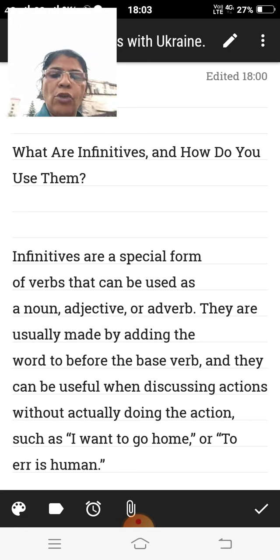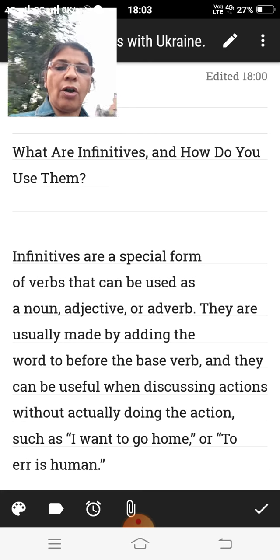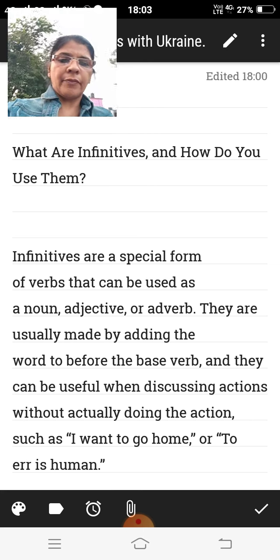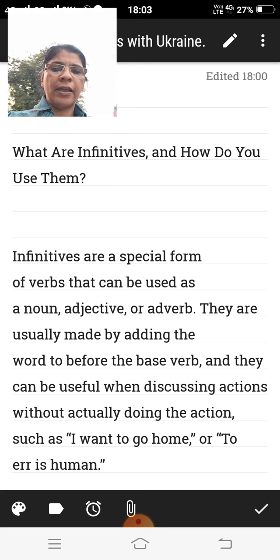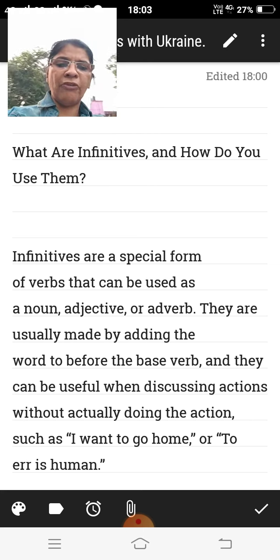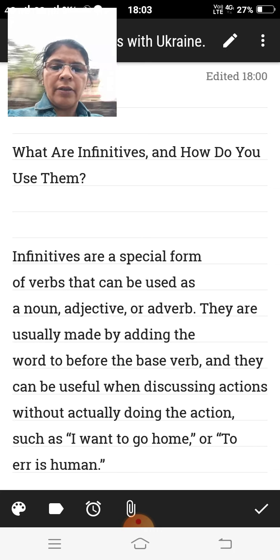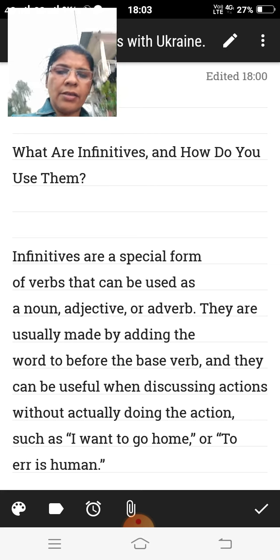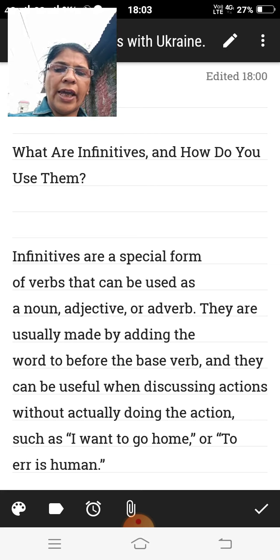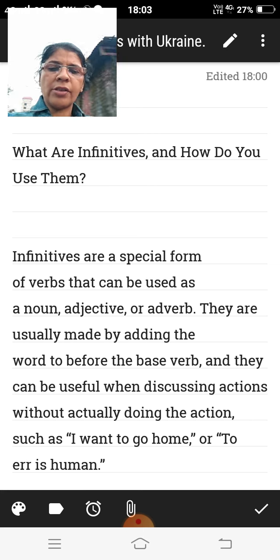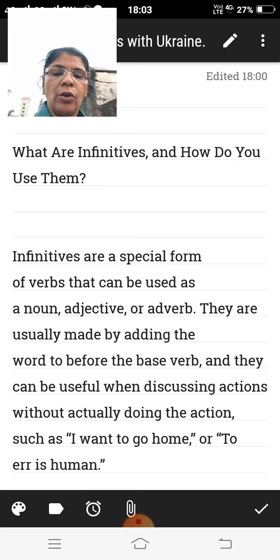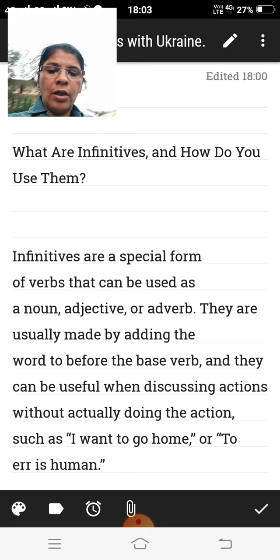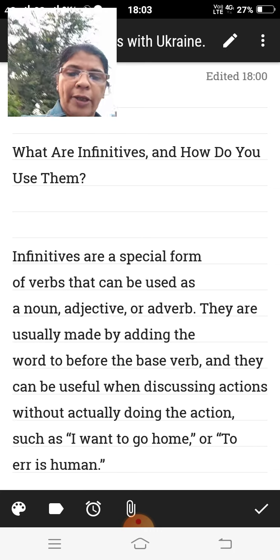Infinitives are a special form of verbs that can be used as a noun, adjective, or adverb. They are usually made by adding the word to before the base verb, and they can be useful when discussing actions without actually doing the action, such as I want to go home or to err is human.